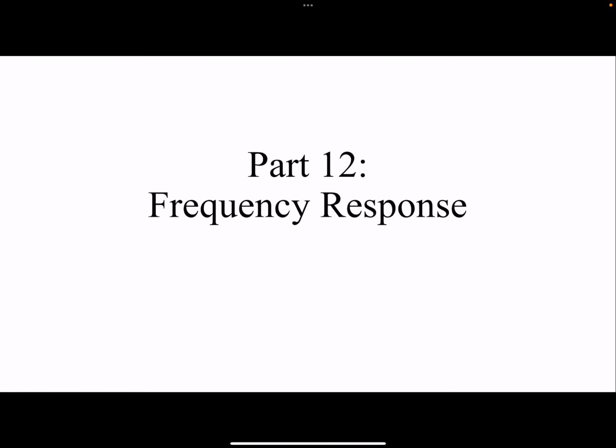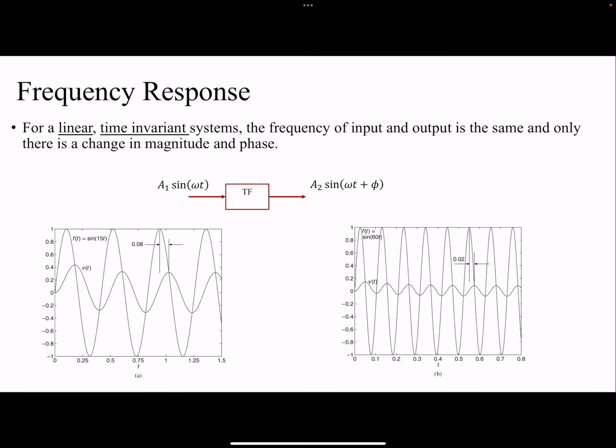Hello everyone, in this video we're going to talk about the frequency response of our system. So for a linear time invariant system, the frequency of input and output is the same, and we only have a change in magnitude and phase. So if our input is A1 sine omega t, our output would have the same format, only the amplitude or the magnitude has changed. The frequency would be the same. Also, we have a phase change.